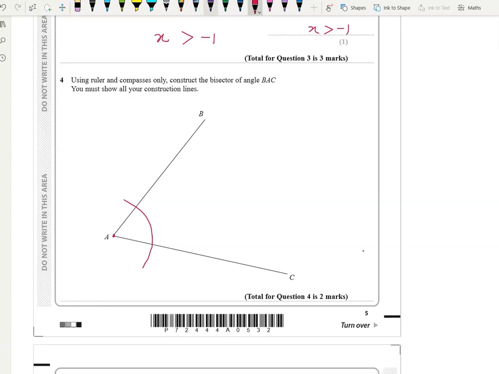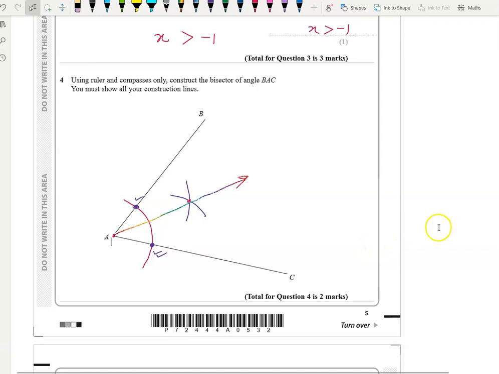Now, step 2, use these 2 points. With this point as center, you draw an arc with the same radius, and with the second point as center, draw one more arc. Now join the point of intersection of the arcs with the vertex. This is your required angle bisector.